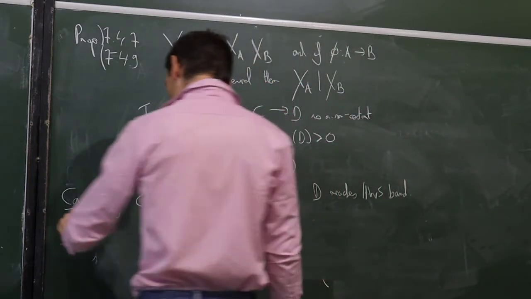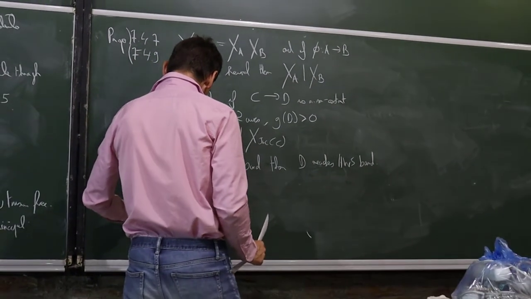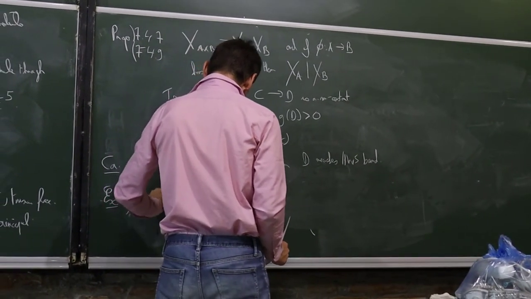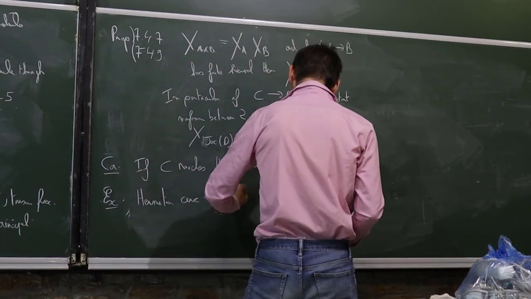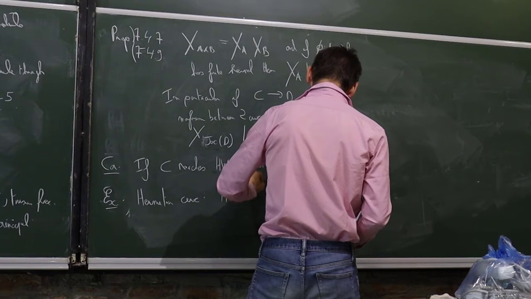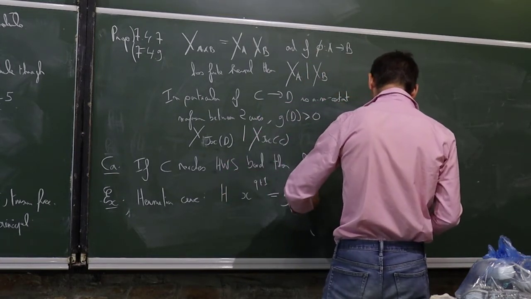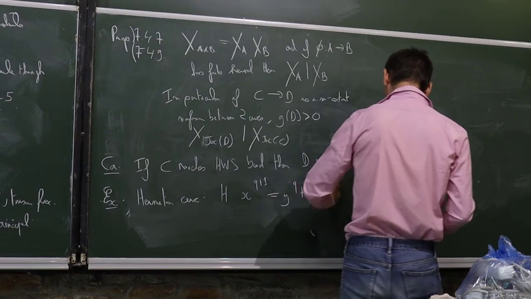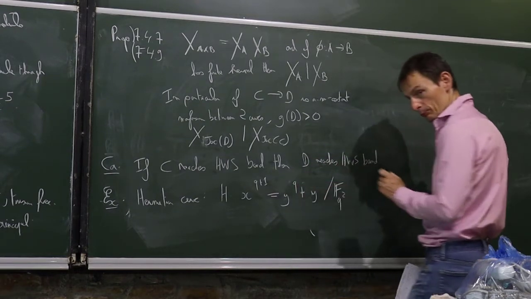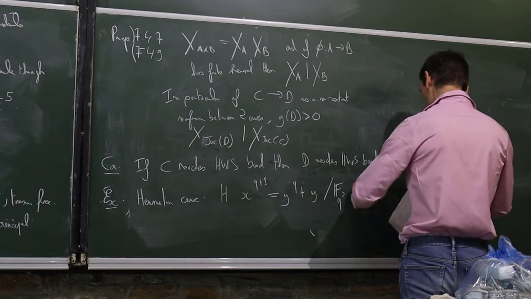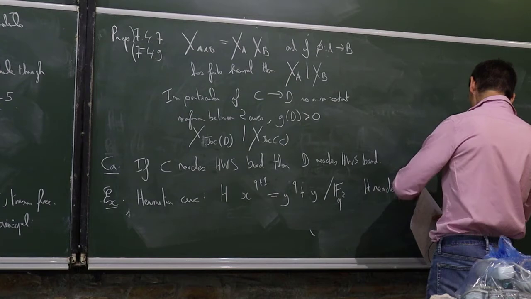As an example, remember that we introduced last time the Hermitian curve in an exercise. So H, that was x to the q plus 1, at least the affine equation, y to the q plus y over F_q squared. And we proved that H reaches the Hasse-Weil-Serre bound.